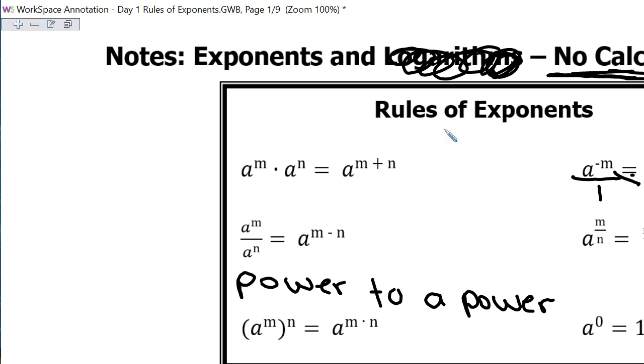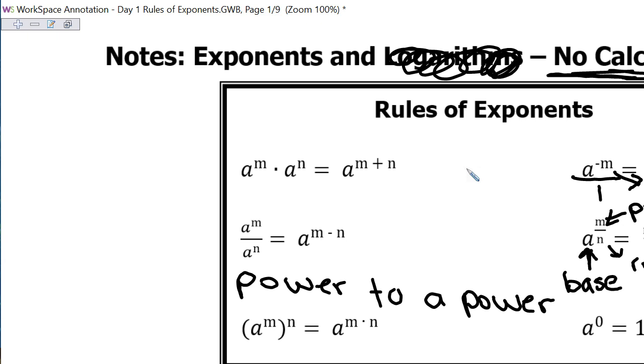it becomes a to the positive m. And this next one is for a rational exponent, called a rational exponent because the exponent is a ratio or a fraction. So if the exponent is a fraction, you can convert it to radical form. This number a is your base, m is your power, and n, the bottom number, is the root that you take. So the top number is the power you raise it to, and the bottom number is the root that you take.